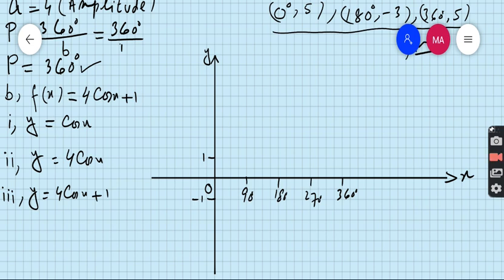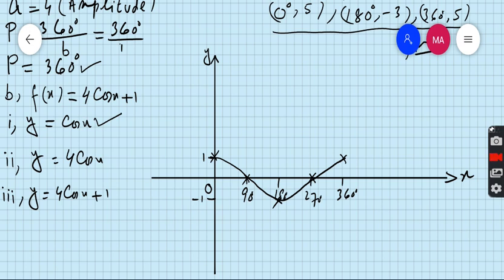So when the angle is 0, keep in mind I am talking about this equation, y is equals to cos x. When x is 0, then y is 1. This is the first point. When x is 90, y is 0. When x is 180, y is minus 1. When x is 270, y is 0. When x is 360, y is 1. So this is the graph. But this is not our requirement. Our requirement is equation number 3, y is equals to 4 cos x plus 1.